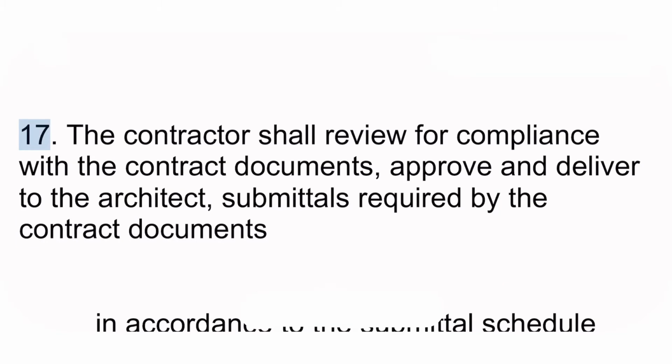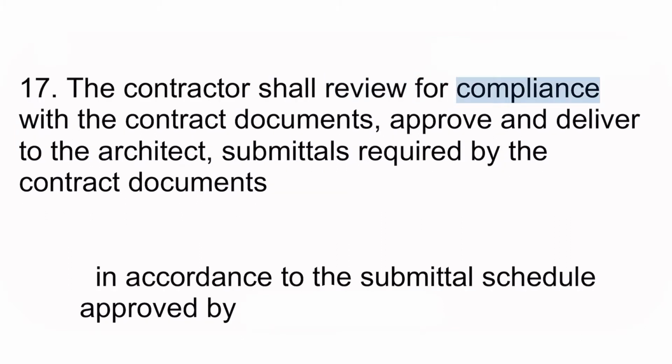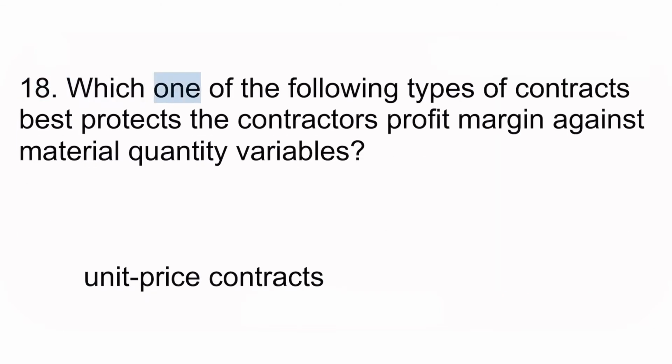17. The contractor shall review for compliance with the contract documents, approve and deliver to the architect submittals required by the contract documents in accordance with the submittal schedule approved by the architect. 18. Which one of the following types of contracts best protects the contractor's profit margin against material quantity variables? Unit price contracts.